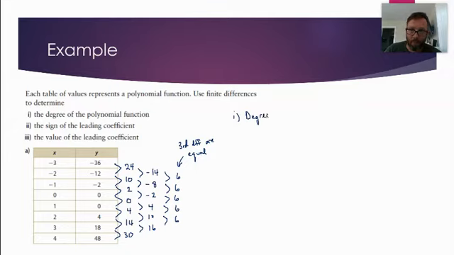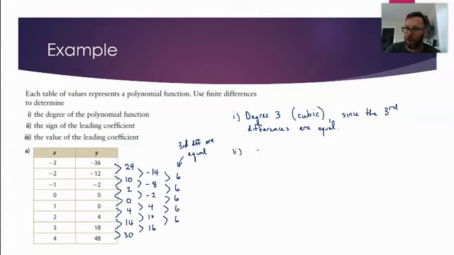It's cubic. How do we know that? It's because the third differences are equal. Since the third differences are equal, all right, what do we know about the sign of the leading coefficient? It's positive. And this is because the third differences are positive. I'll just get that down.